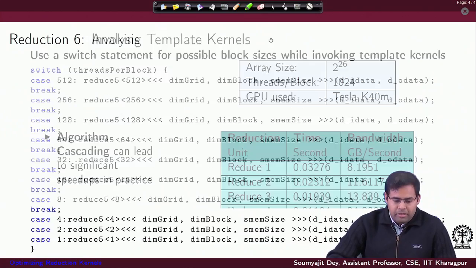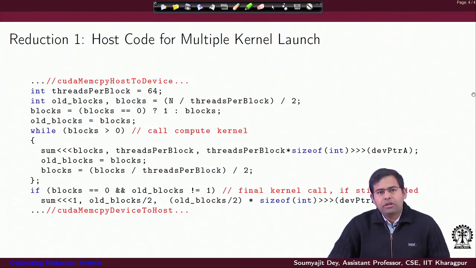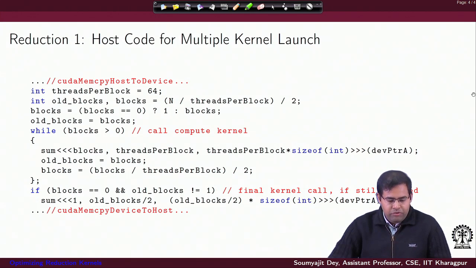So going back and revisiting our host code, this is the code that actually takes care of launching multiple kernels across different blocks. So consider that we have threads per block equal to 64, and we have two variables, old blocks, the blocks previously to the reduction step, and the blocks right now. So what we do is the number of blocks is total data size n divided by threads per block divided by 2, because we are considering the global addition scenario, one addition per thread, right?